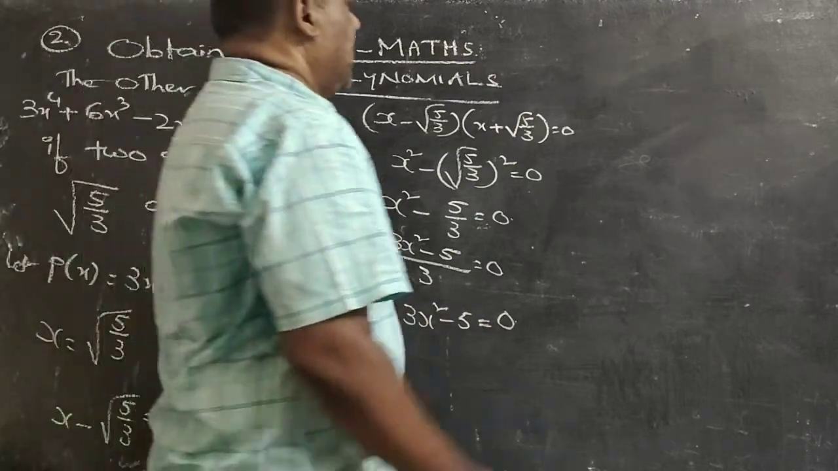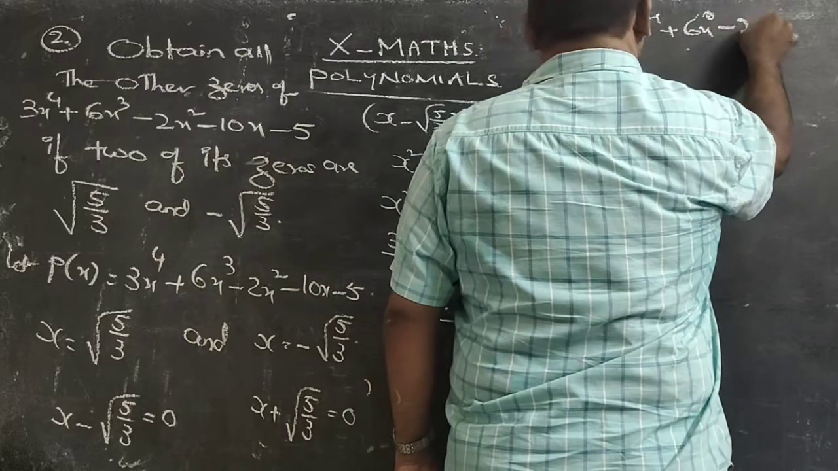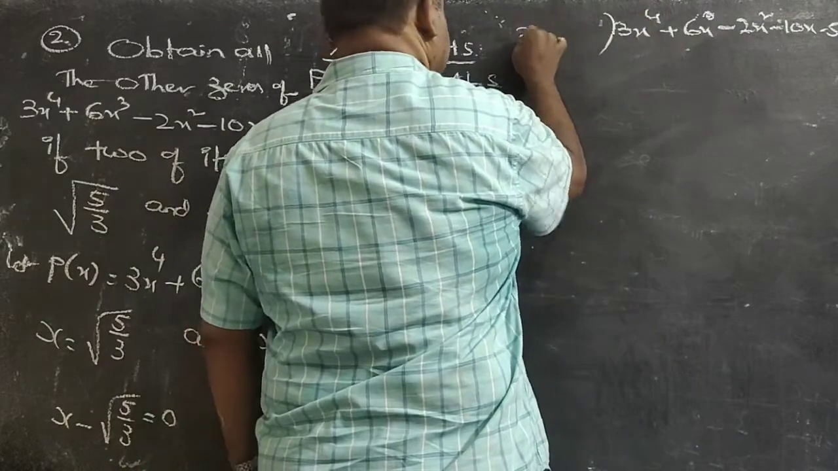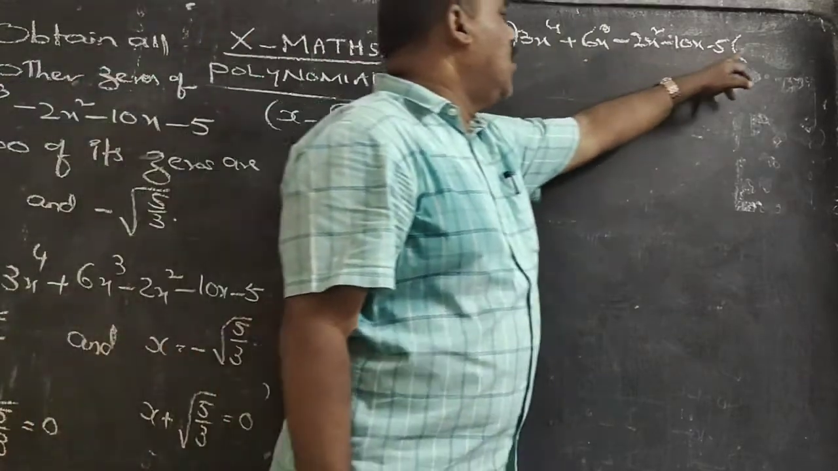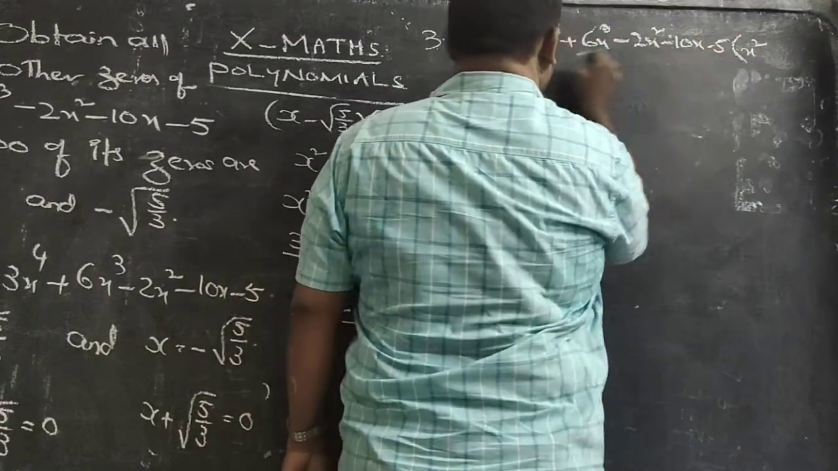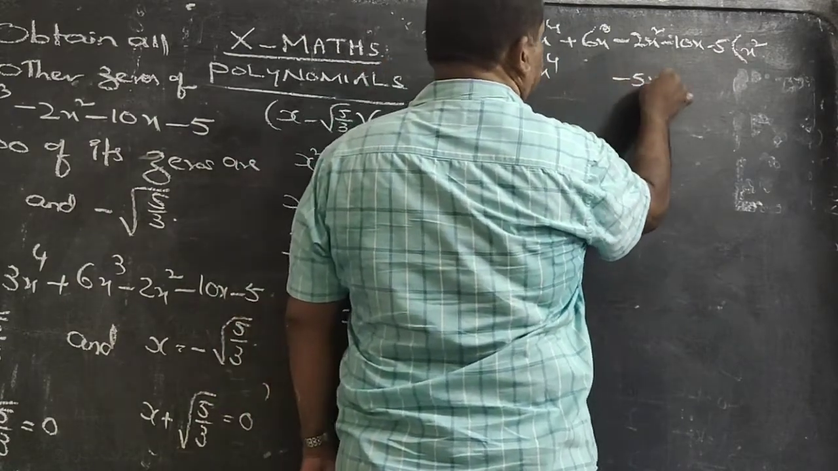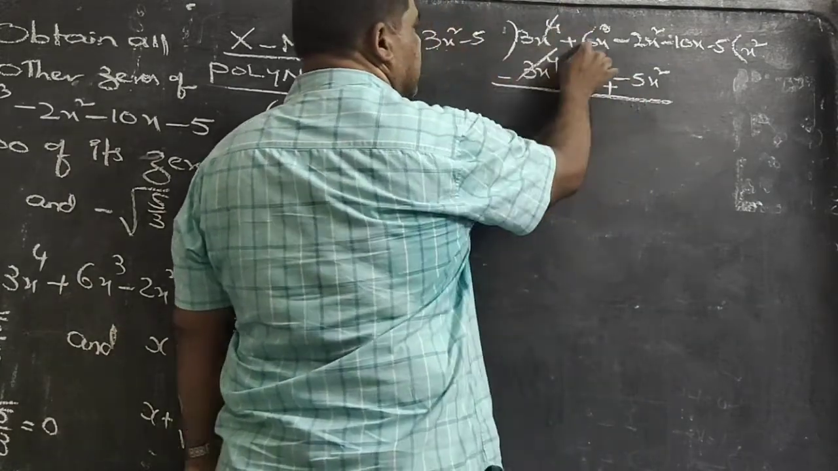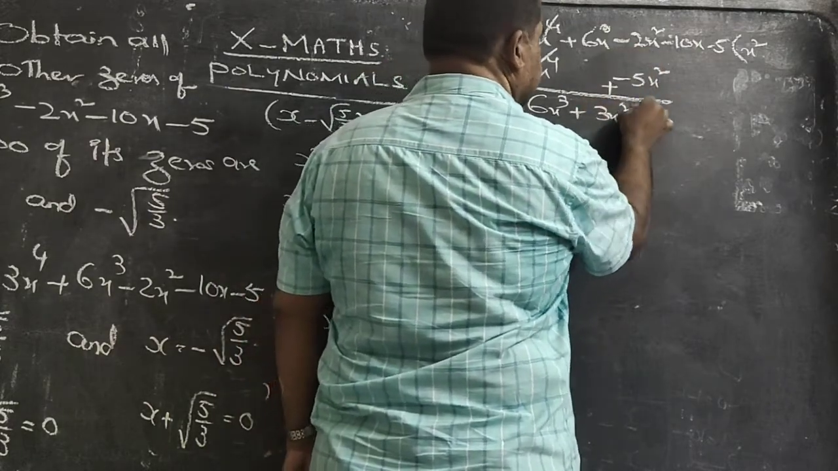So let us take the given polynomial 3x to the power 4 plus 6x cube minus 2x square minus 10x minus 5. Divide this polynomial with 3x square minus 5. Now 3x square into how much is equal to 3x to the power 4? 3x square into x square, 3x to the power 4, x square into minus 5, minus 5x square. This is 6x cube. 5x square minus 2x square is 3x square.